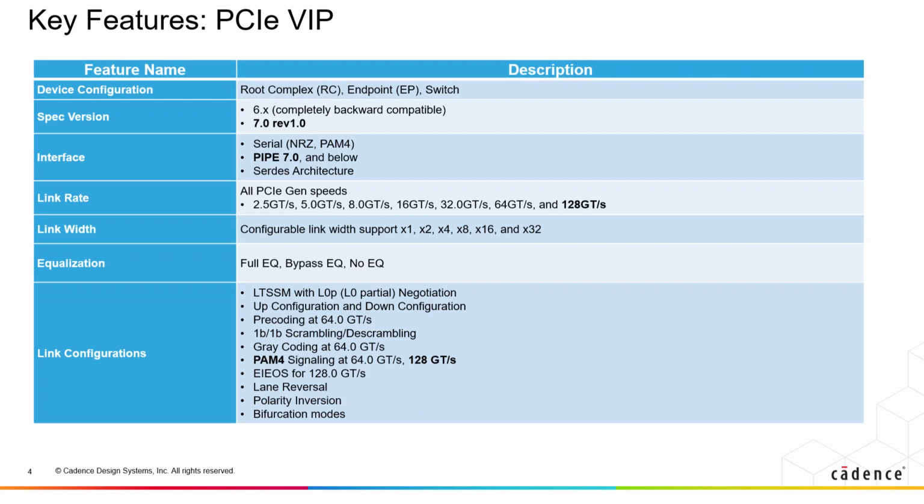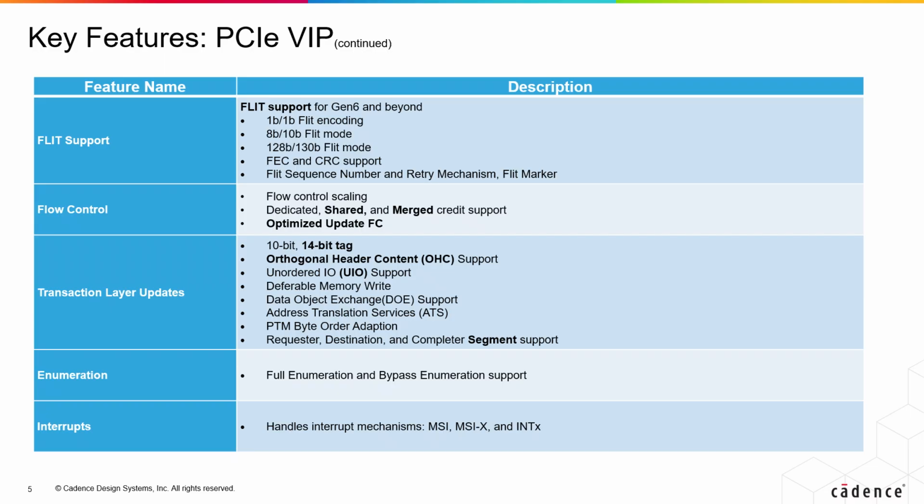This slide is a continuation of the previous slide. The VIP supports various FLIT formats, including multiple encoding modes like 1B1B, 8B/10B, and 128B/130B, along with FEC and CRC for error correction, ensuring robust data transmission, especially for Gen 6 and beyond. It also supports FLIT sequence number, retry mechanism, and FLIT marker. It supports flow control scaling, dedicated, shared and merged credit, and optimized update FC as well.